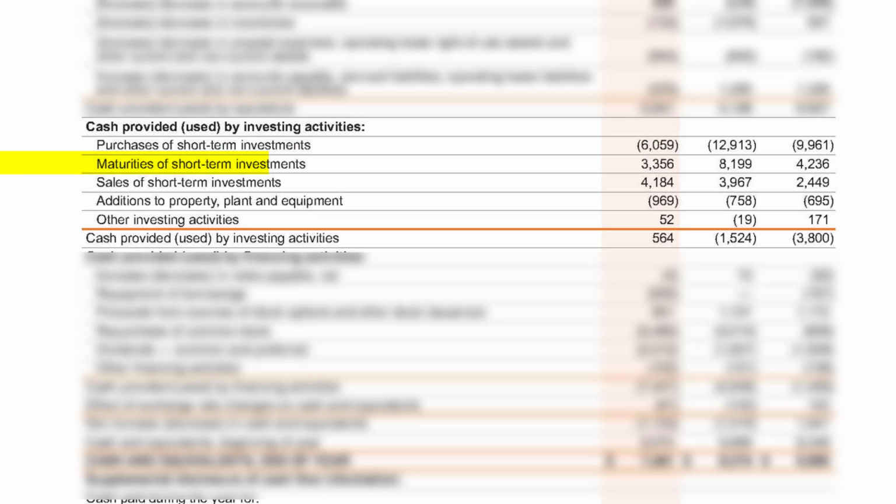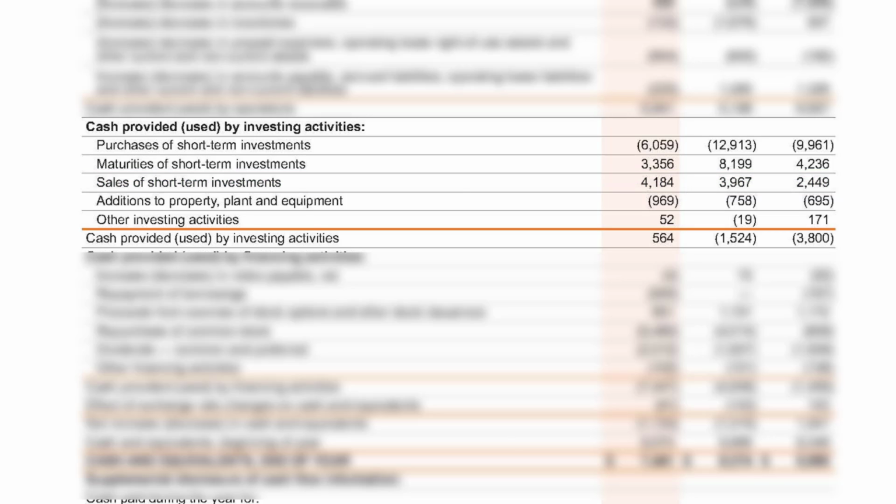Next, we have maturities of short-term investments. Short-term investments will mature after a period. When they mature, you get your investment back. In FY23, Nike received $3.3 billion from its short-term investments maturing. Next, we have sales from short-term investments. Just like a company can purchase short-term investments, they can sell them. In FY23, Nike received $4 billion in sales of short-term investments.